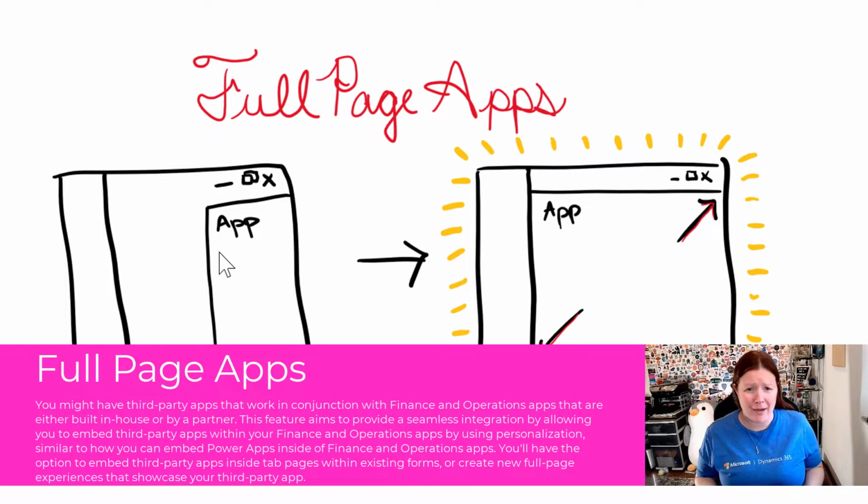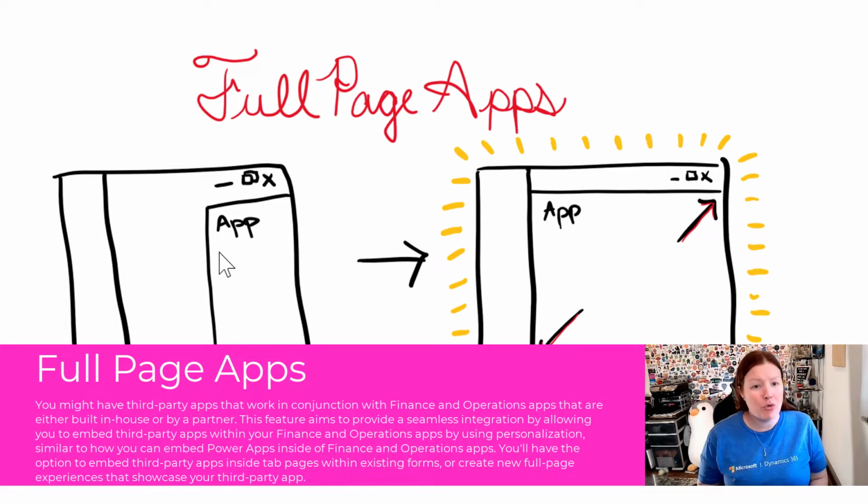You might have third-party apps that work in conjunction with finance and operation apps that are either built in-house or by a partner. This could include things like a Power App, such as a Canvas app, or a model-driven app, or even just a web page or other type of cloud-based application. With this new feature, we aim to provide a seamless integration that allows you to embed that app right into your finance and operations app screens by using the personalization toolbar, similar to how you can embed a Power App into finance and operation apps before this feature.